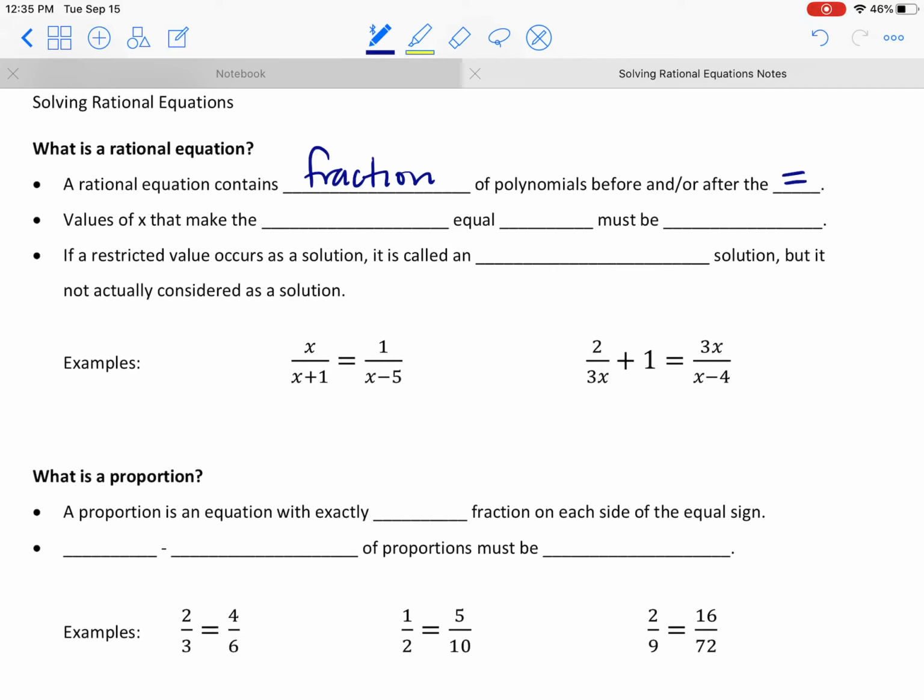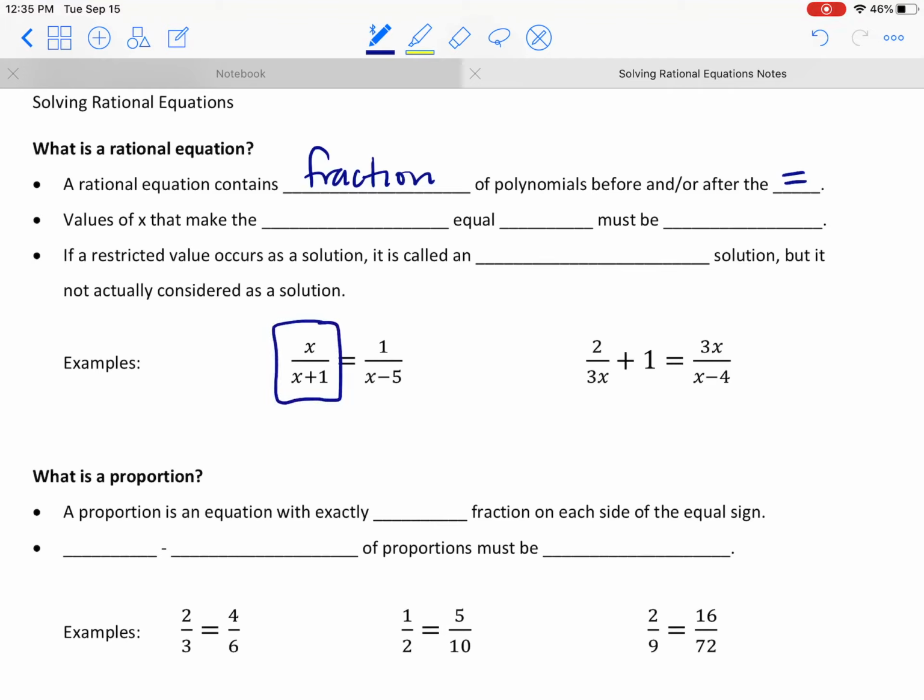Anytime there's a restriction in our equation, there's a possibility of ending up with what we call an extraneous solution. Now, what do I mean by restrictions? Well, a fraction is not defined when the denominator of that fraction is equal to 0. So if we're talking about a rational expression or equation, any value of x that makes the denominator equal 0 has to be excluded as a possibility for x. Think about this the same way we thought about domain.